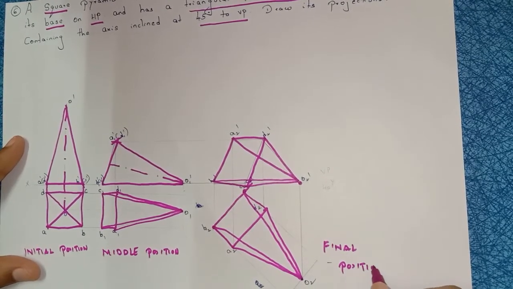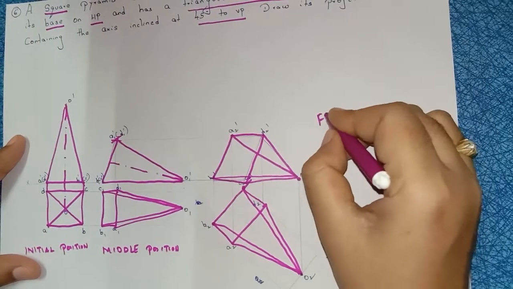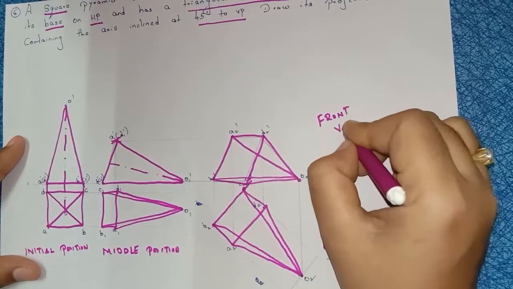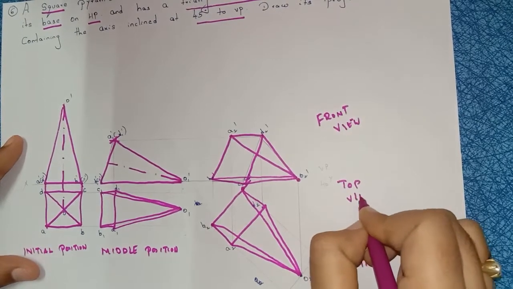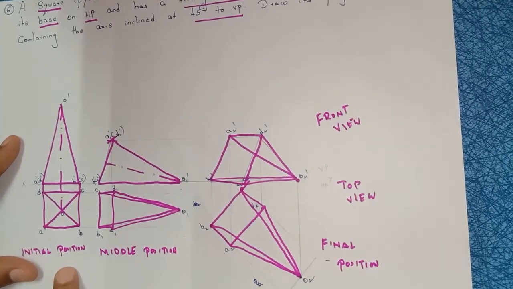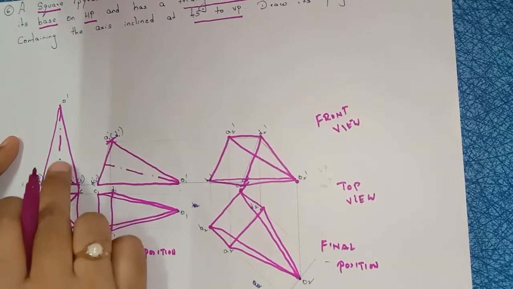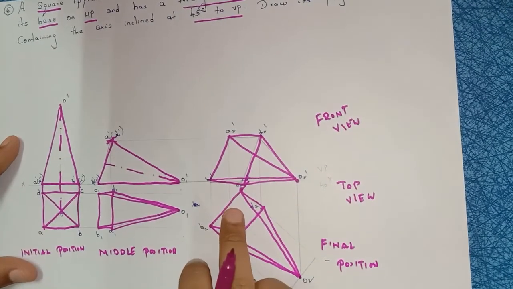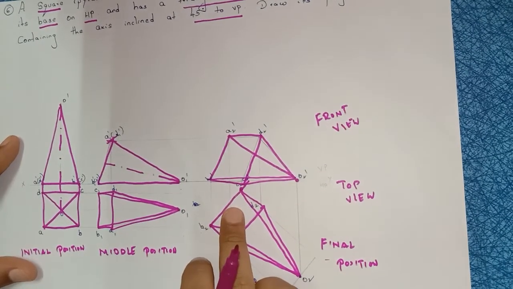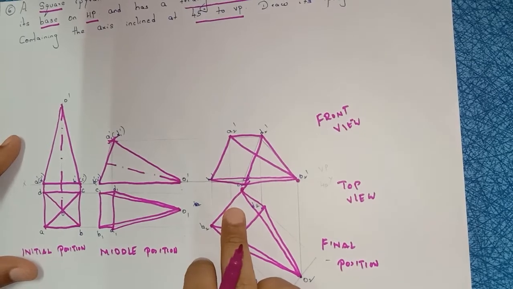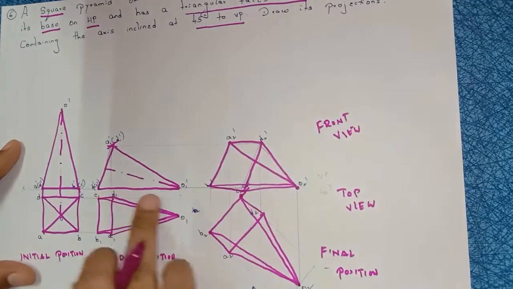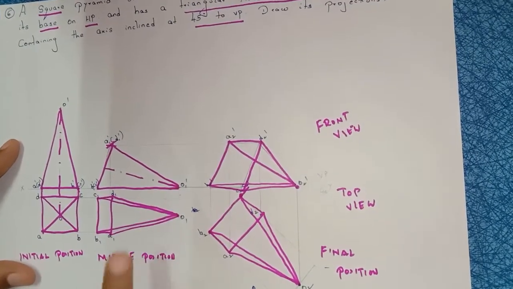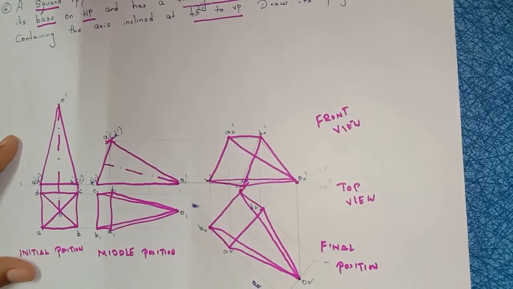After construction of the problem, please write down here. This will be your front view. This is your top view. Mark the dimensions properly. Length of the square is 40 mm, axis height is 60 mm, and here the angle is 45 degrees. All the methods are the same. The condition here to remember is triangular face on HP. Triangular face on HP. Right? The important thing is you have to mark the O point.